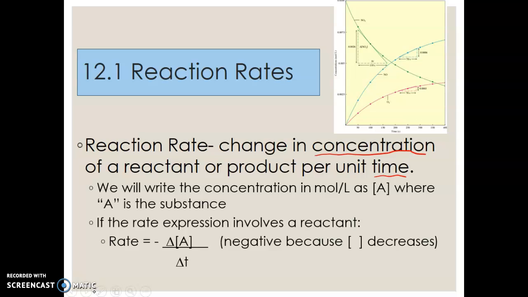If the rate expression involves a reactant, the rate equals the negative change in concentration over the change in time. It is negative because, remember, these brackets refer to concentration. So anytime you see brackets, just read that as the concentration. The reason why the rate is negative is because A is our reactant, and the concentration of your reactant is going to decrease as the reaction progresses.